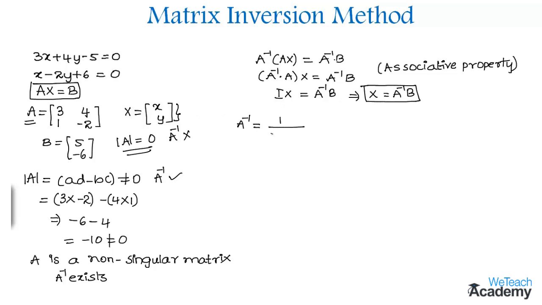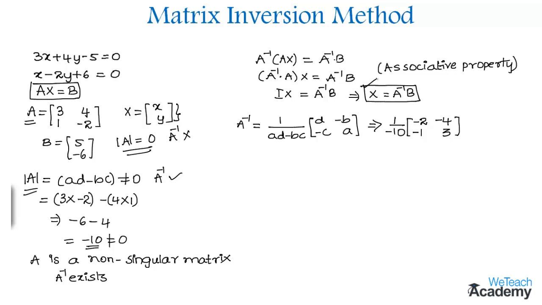Since A inverse is equal to 1 by AD minus BC into the matrix D, minus B, minus C, A, where we are interchanging the elements A and D and multiplying minus to the elements B and C. That implies we get 1 by the value of AD minus BC, which is the value of mod A, that is minus 10, into D, which is minus 2, and the next element is minus B, so we get minus 4, then minus C is minus 1, and A is 3. So this is the matrix of A inverse.